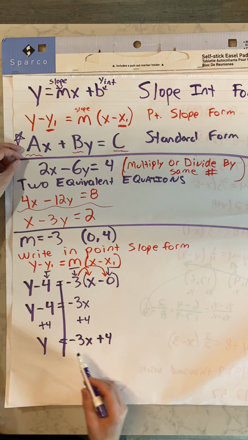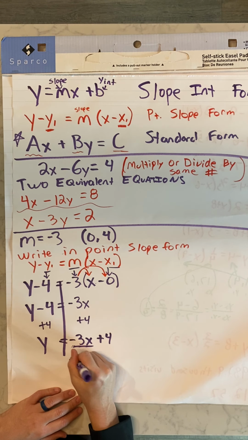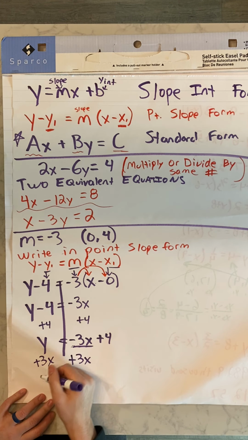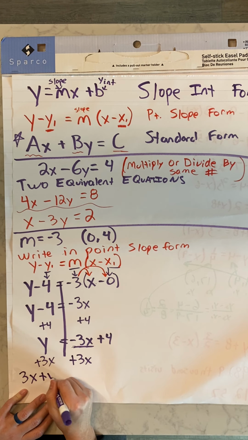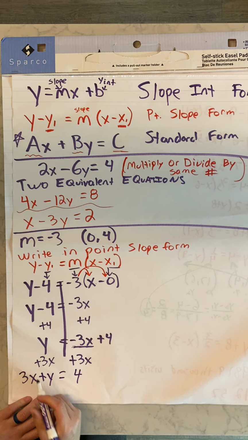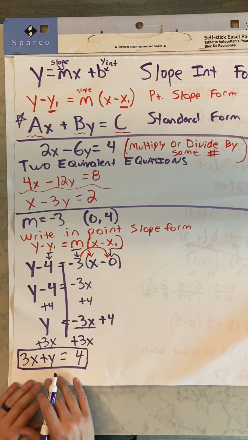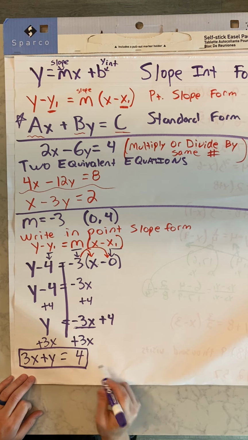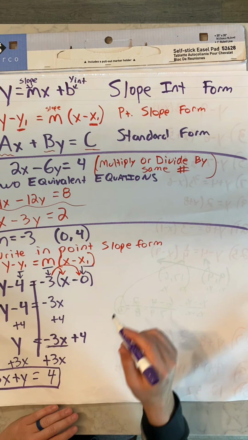In order to get in standard form, we just need to get this x over to the left side. How do we do that? Add 3x. So we're going to add 3x to both sides. We know we can't add them together because they're not like terms. 3x plus y equals 4. That is in standard form. ax plus by, what is b? 1. equals c, a number.